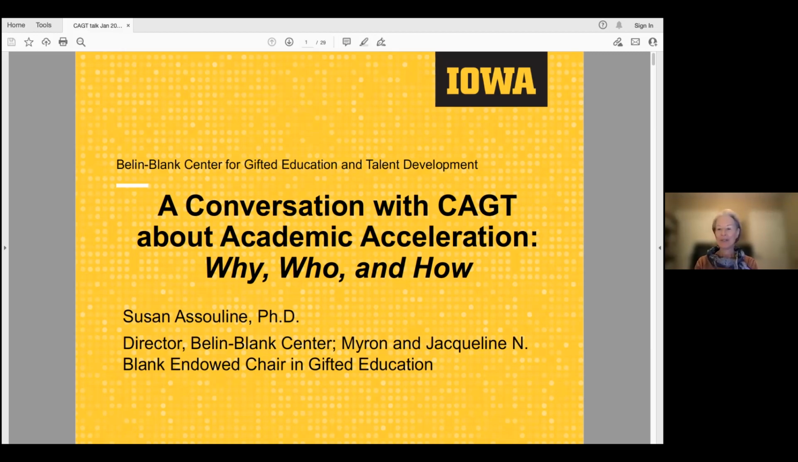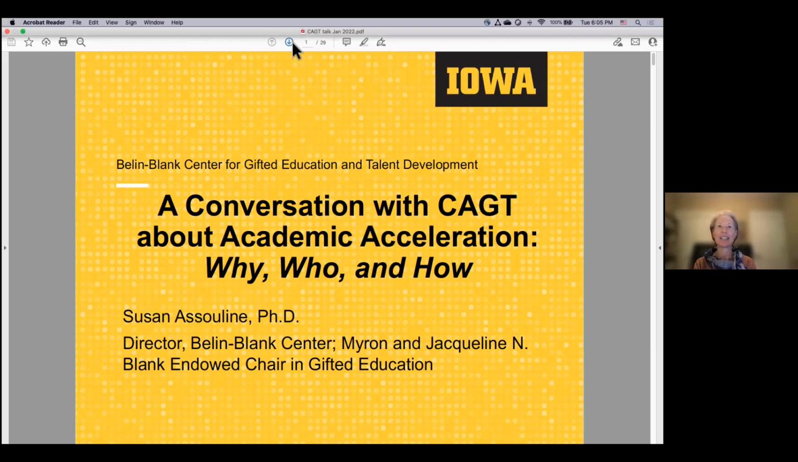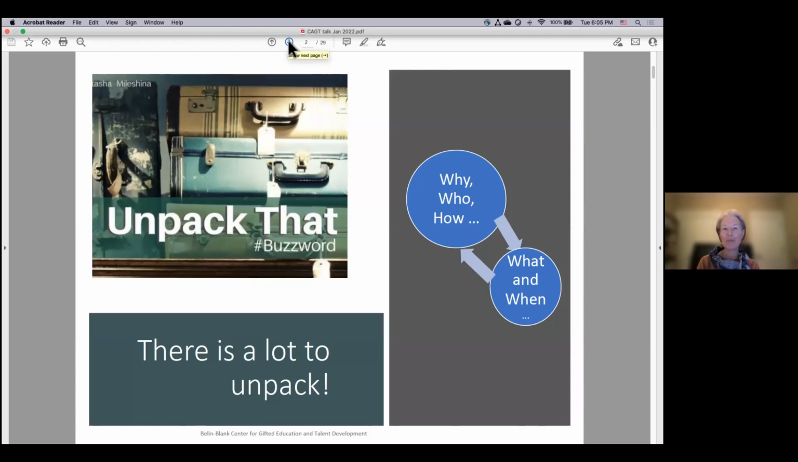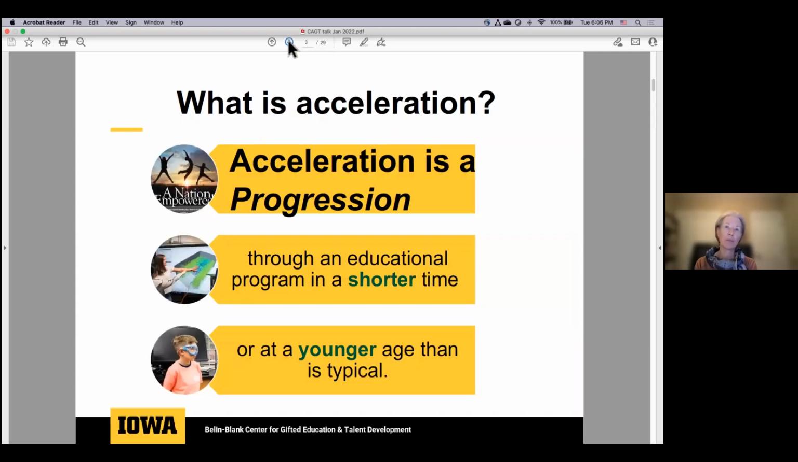So we are going to talk about academic acceleration here. There's a lot to unpack in terms of that title. I talk specifically about the why, the who, and the how of academic acceleration, but I can't really talk about those three things without also addressing what and when. So let's start basically with what is acceleration.